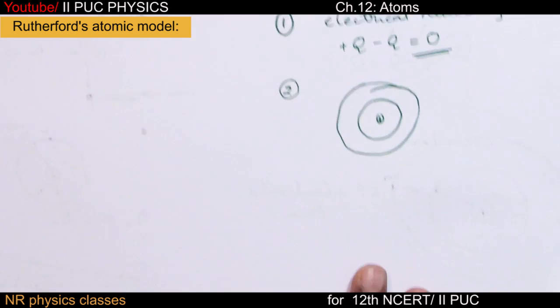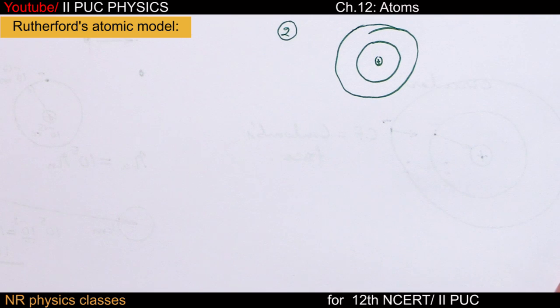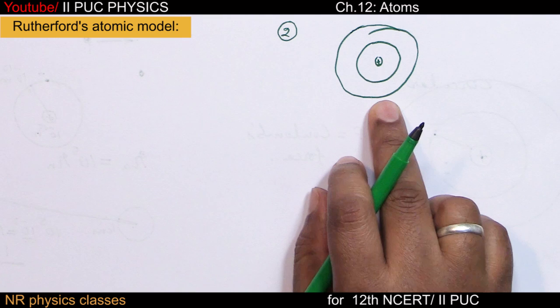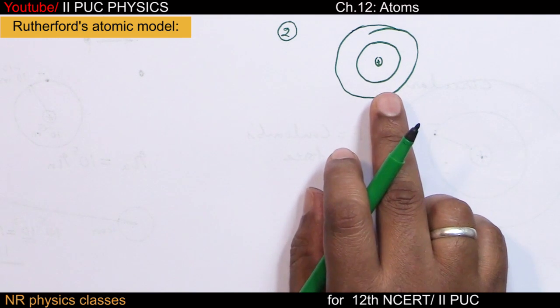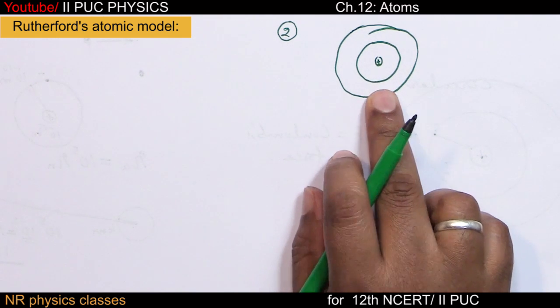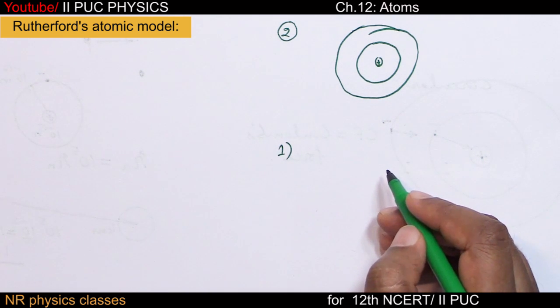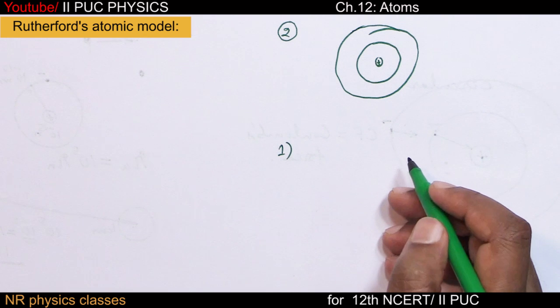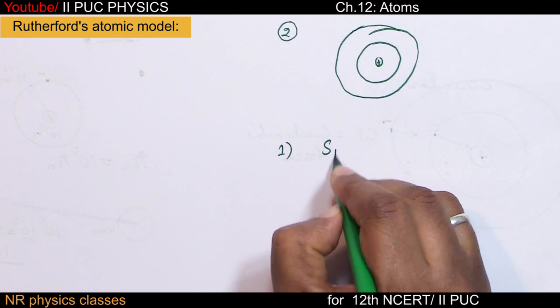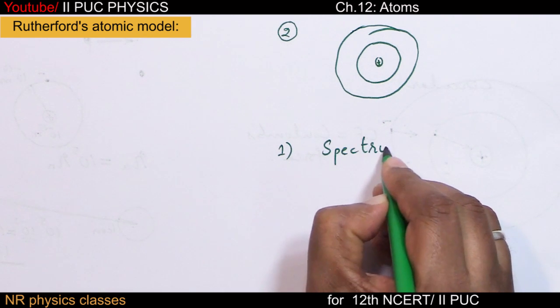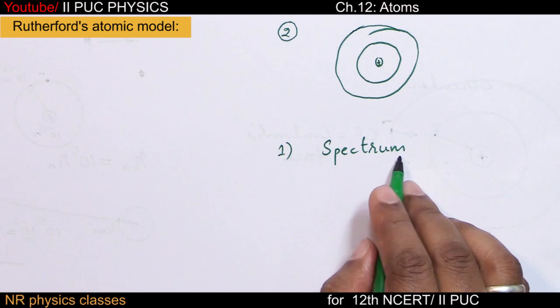So what are the demerits? Of course, the atomic model is not complete since it is based on assumptions. There must be demerits. First demerit, the atomic model could not explain the origin of line spectrum. Spectrum. Again, in the next topic, let us see what is spectrum.